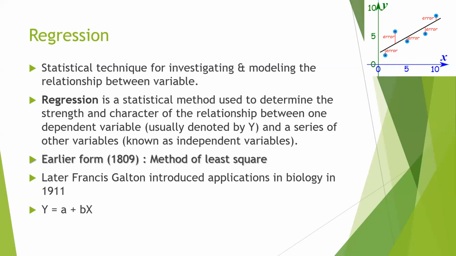Let's say this linear relationship is defined by y equal to a plus bx, which is the equation of a line, y equal to mx plus c, which everybody has studied in class 10th. Even biology students have studied it. This started with the method of least squares, and later on Francis Galton introduced this method in biology in 1911.